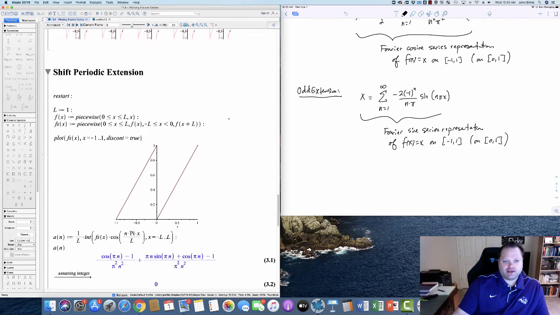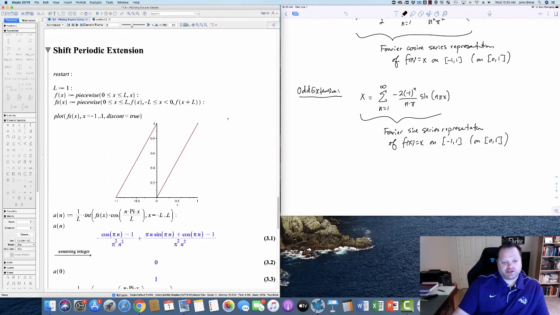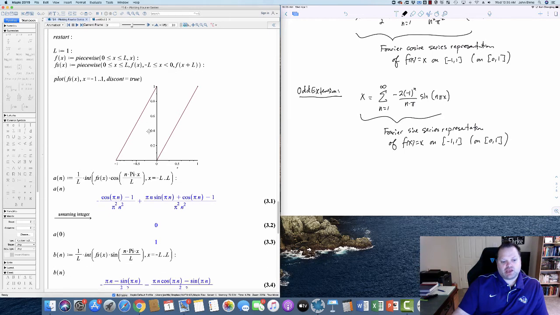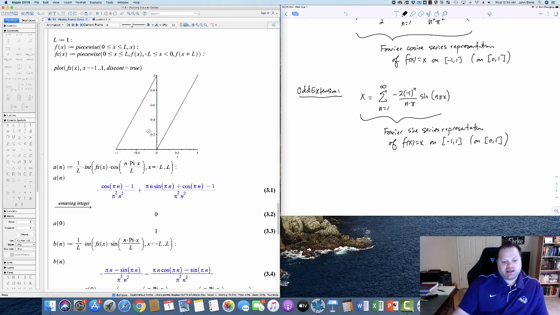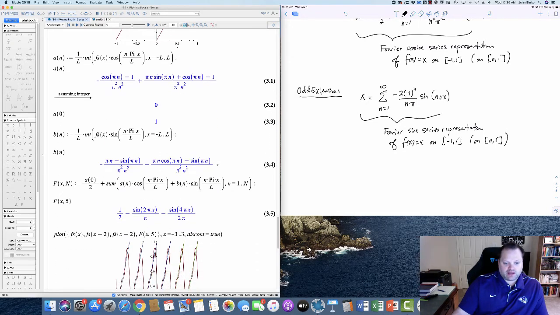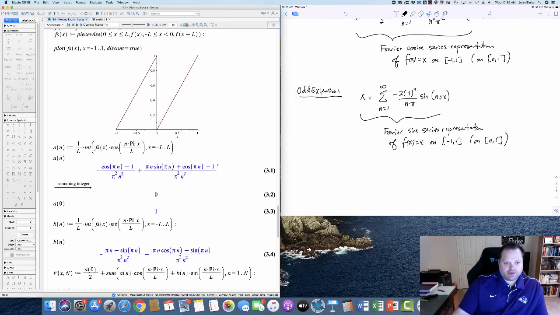All right, finally, we have the shift periodic extension. Now, the shift periodic extension is interesting here. I've gone ahead and put it in here for you to see. It's interesting because this function is neither even nor odd, which means we're not going to get any of the coefficients disappearing on us like we did previously.